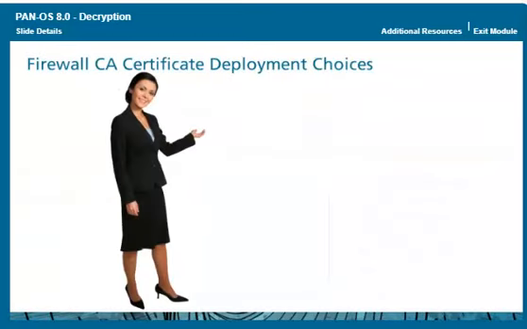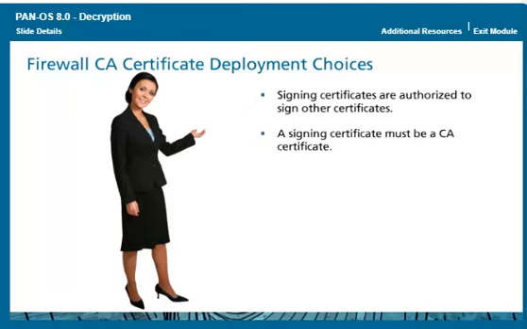Each certificate is authorized for different uses. For example, a signing certificate is authorized to sign other certificates. A signing certificate must be a CA certificate. The firewall requires a signing certificate to support features such as SSL forward proxy or GlobalProtect.